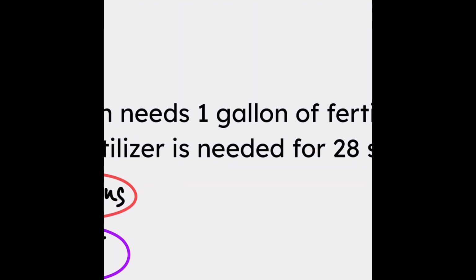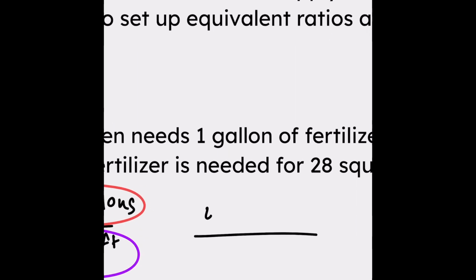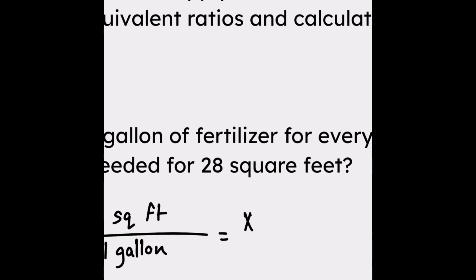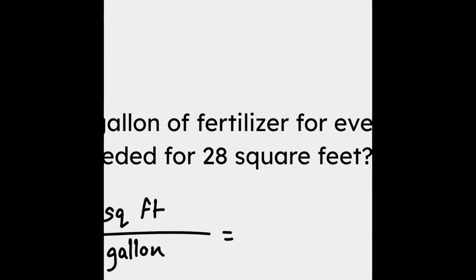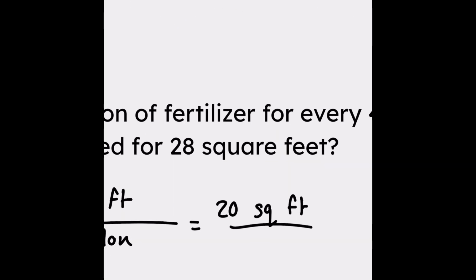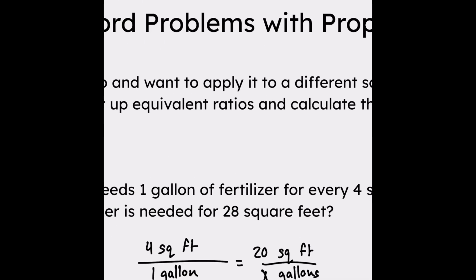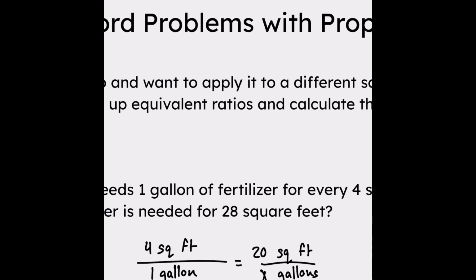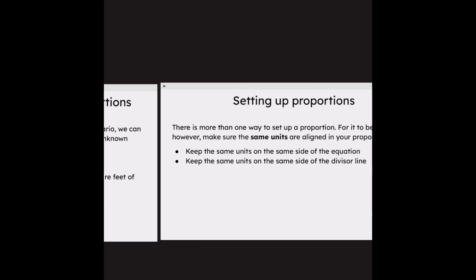We could also set it up so that we have 4 square feet over 1 gallon equals x, or 20 square feet over x gallons. This is also correct because notice how again the units are on the same side. In this case, both the gallons are on the denominators and both of the square feet are on the numerators. So that's also correct.